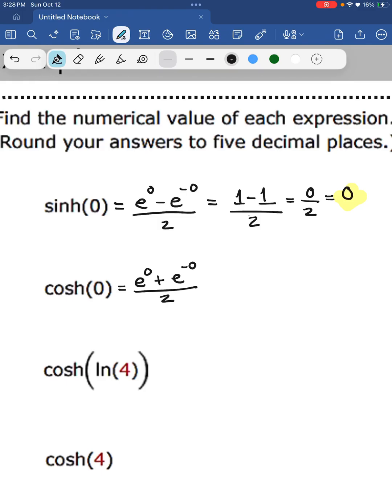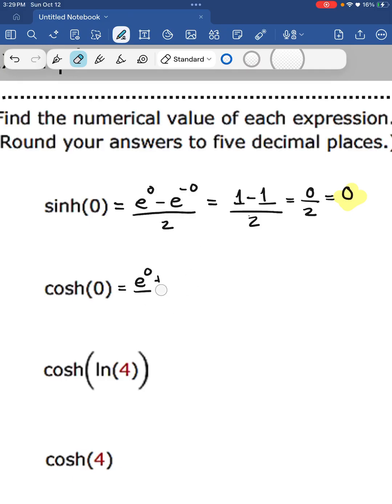So again, we can use the definition of cosh of 0, which is very much similar to sinh, except instead of a minus, we have a plus sign. So with e to the 0 plus e to the negative 0, which is still 1. So 1 plus 1 is equal to 2, and we end up with 2 over 2, which is definitely equal to 1.